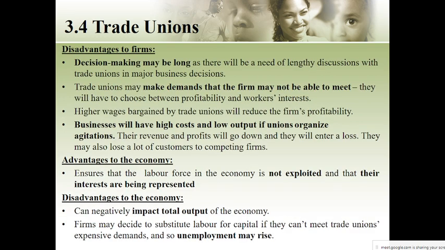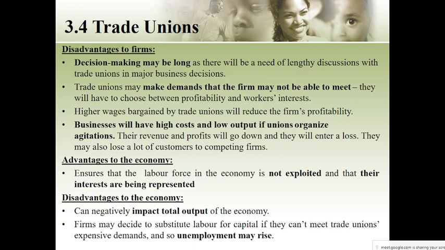What could be the disadvantages for the firm? The decision making between the trade union and the organization may take long. Trade unions may make demands that the firm may not be able to meet. Trade union may ask you for something you cannot afford. And third one, business will have high cost and low output if the union organizes agitation.